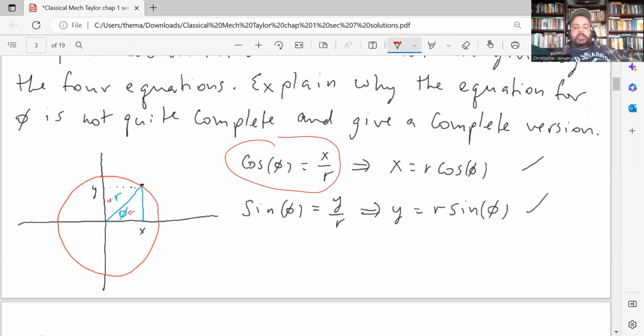And then you can just solve for x by multiplying both sides by r, and you get this formula here. So x is r cosine phi, and similar thing for sine. Sine is defined as y over r, therefore y has to be r sine phi. So it's a direct consequence of the way that we define the trig functions.